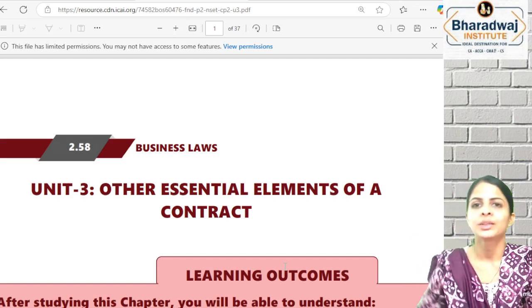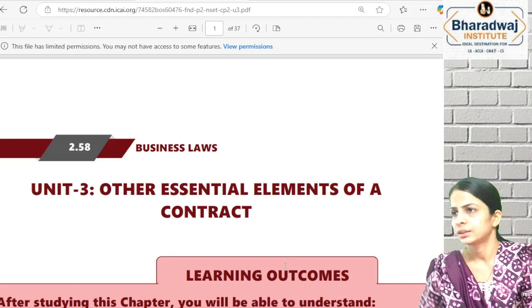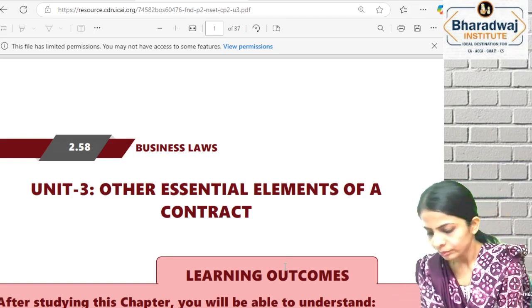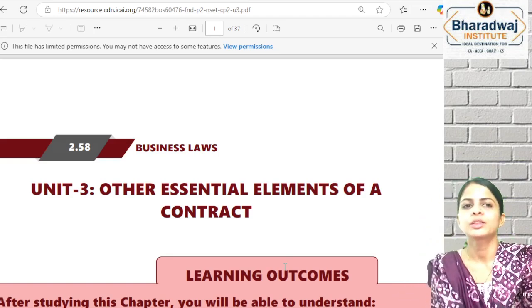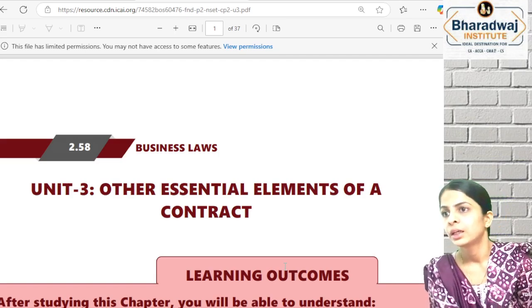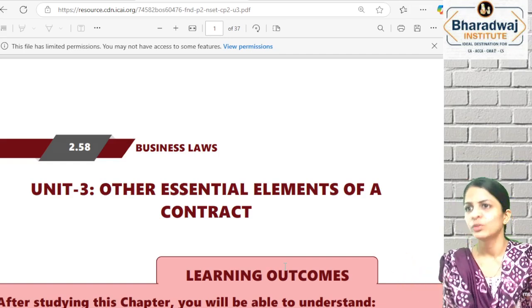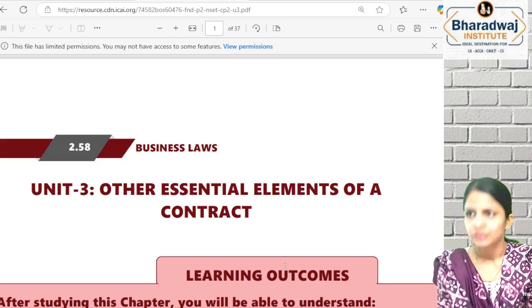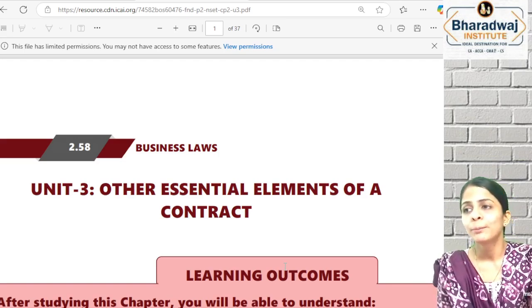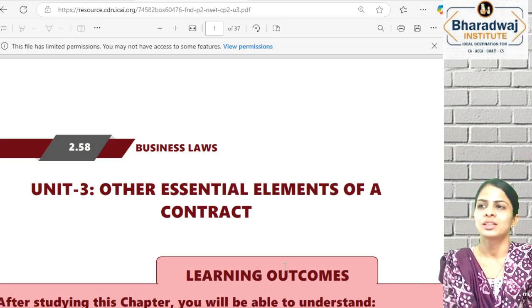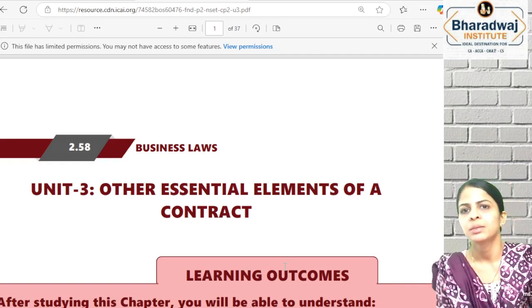Will Chote Lal win the case? Yes. What is the point to be written? Consideration may move from the promisee or any other person. You have to write exactly, only then you will get marks. Chinnaya versus Ramaya, please quote the case.